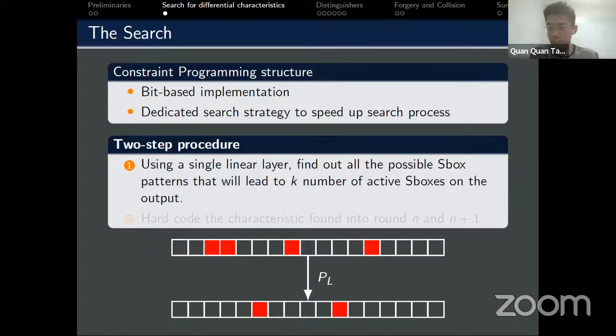The first one is to take a single linear layer for ASCON, and we try to map what are the good active S-box transitions for a single round. What we mean by good is that after the transition itself, we don't want the number of active S-boxes to explode. So we limit the number of active S-boxes that we have after the transition. Once we have figured out all the possible good S-box patterns, we encode this particular pattern into the CP program itself. So the CP program will look for characteristics that satisfy this transition for one of the rounds.